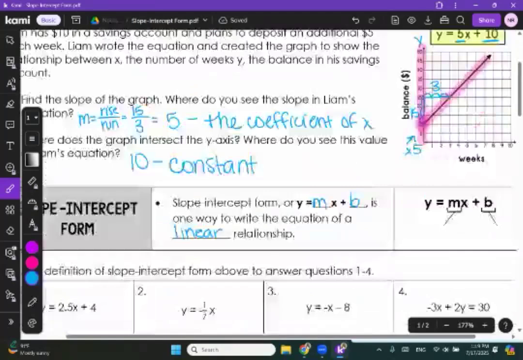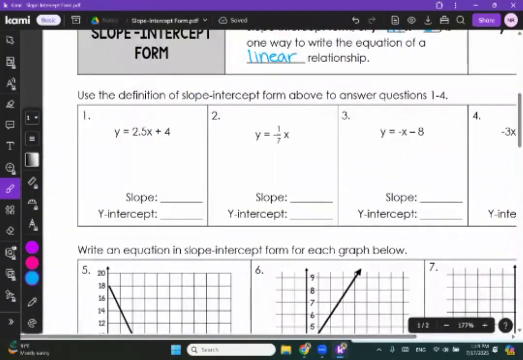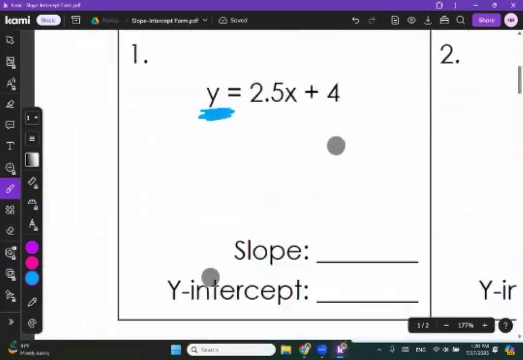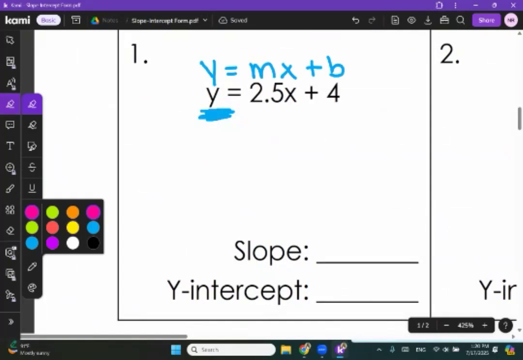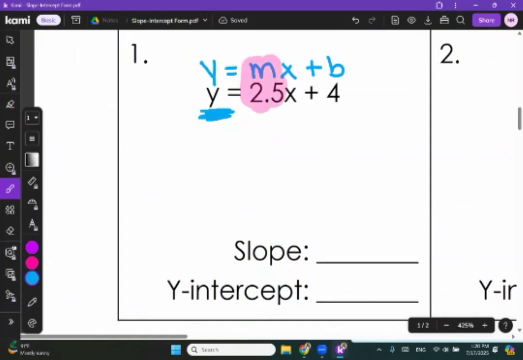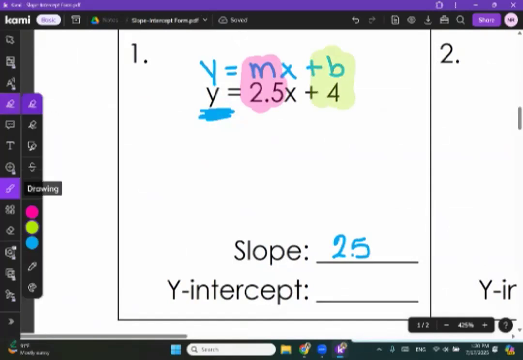Okay. So anyway, use the definition of slope-intercept form above to answer questions 1 through 4. Okay, well, if we look at this equation, the first thing you want to check is if it is solved for y, if y is by itself already. And in this case, it is. So the slope should be easy to identify, and it does help to write slope-intercept form right above it. That way you can notice, well, my slope is the coefficient, which is 2.5, and my y-intercept, b, is the constant, which is 4.